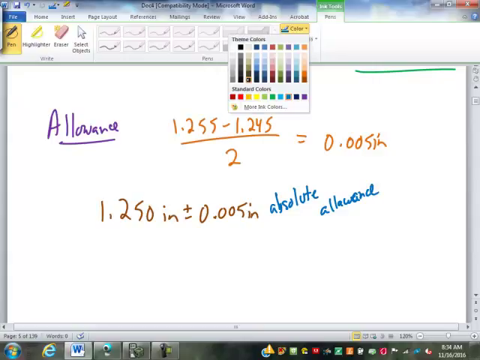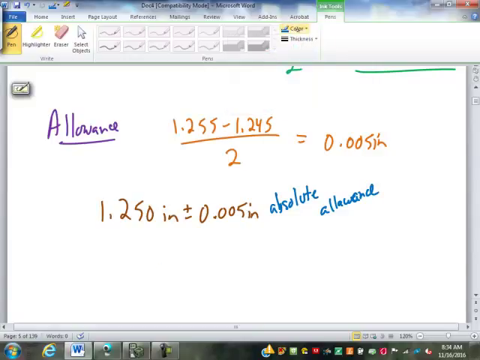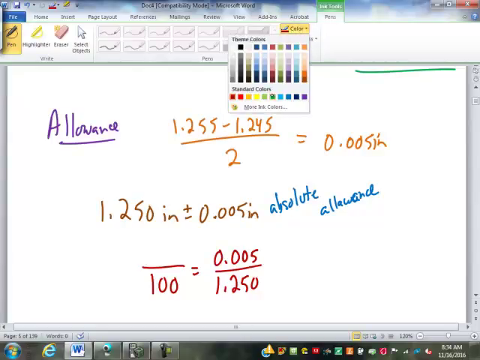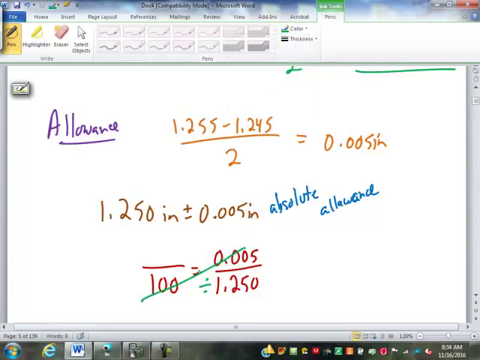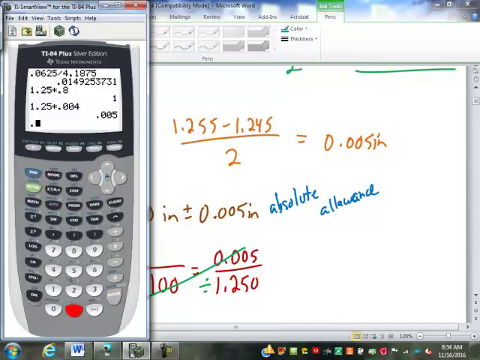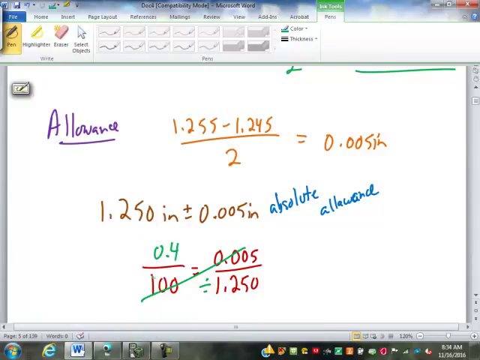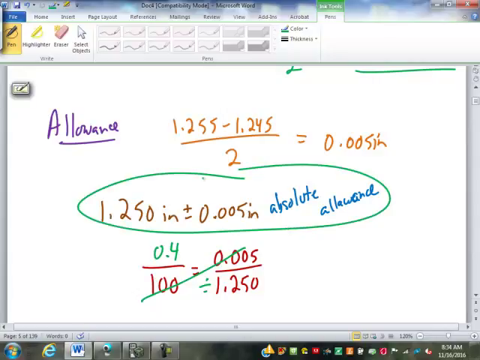So how do we change that into a relative allowance? Well, relative allowance is a percent. So it's out of 100. So I need to know 0.005, how much that is out of 1.25. So we will cross multiply and divide. 100 times 0.005 divided by 1.25 is 0.4. So that's 0.4%. So what that's saying is this is really 1.250 inches plus or minus 0.4%.